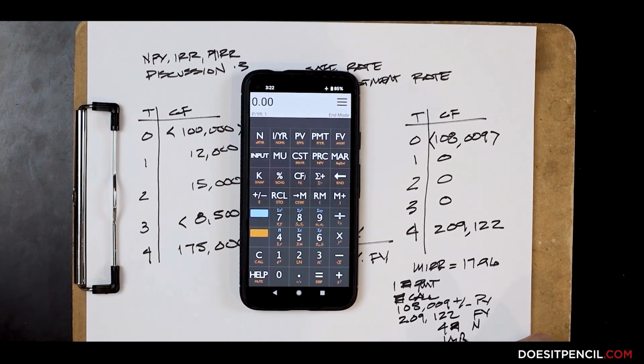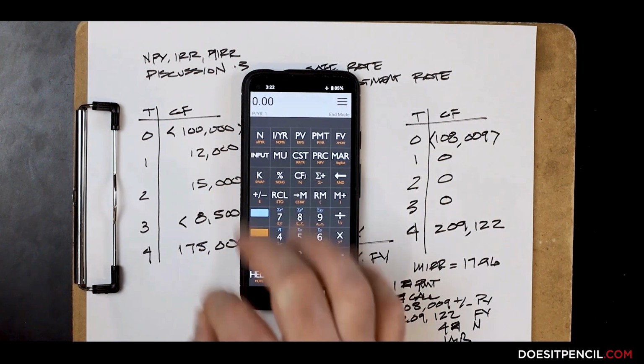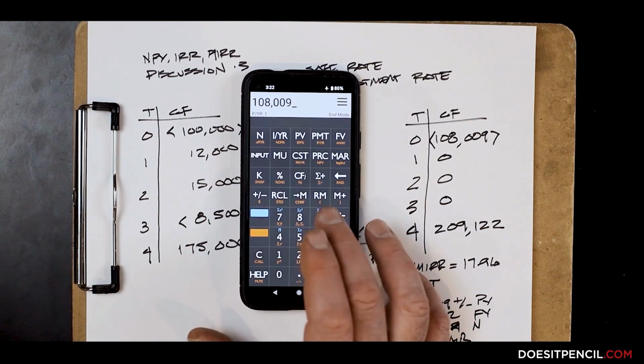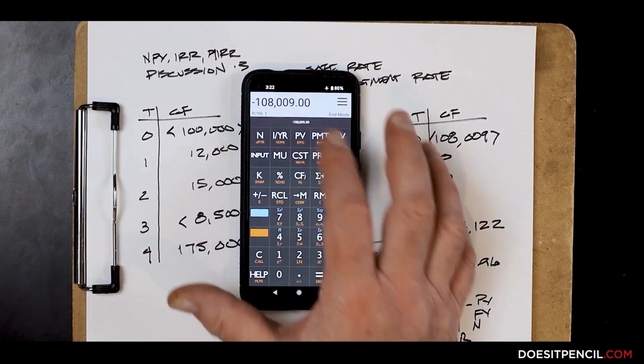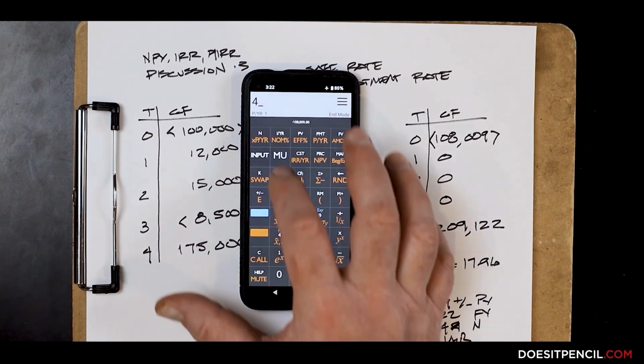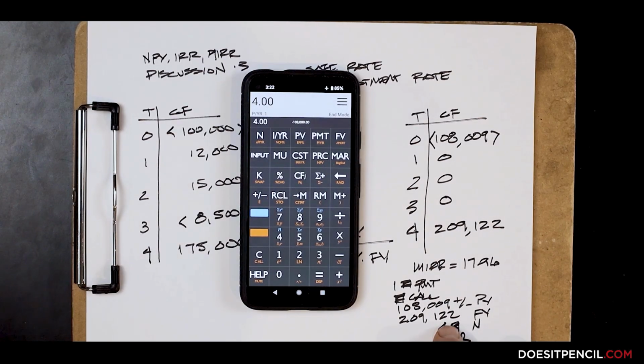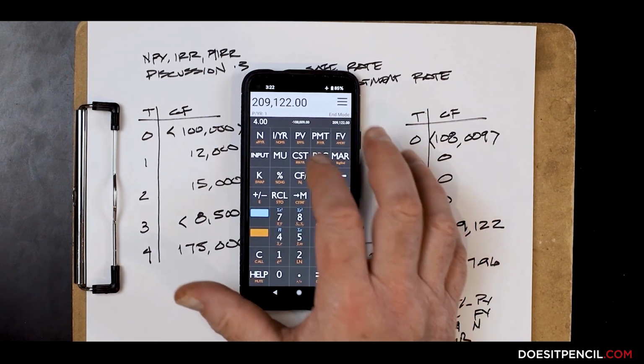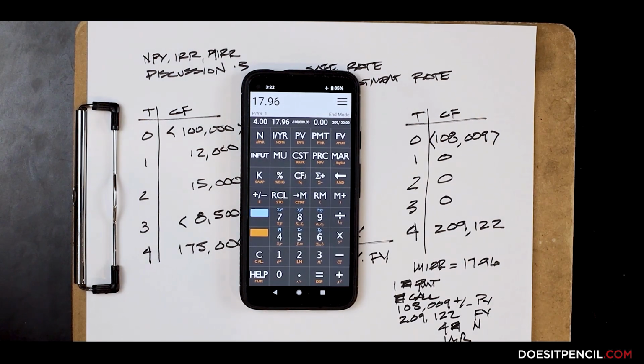I/YR. So I'm already on one payment per year, clear it. Negative 108,009 PV, 4 gold N, and then 209,122 is FV, solve for I/YR. You get the exact same answer.